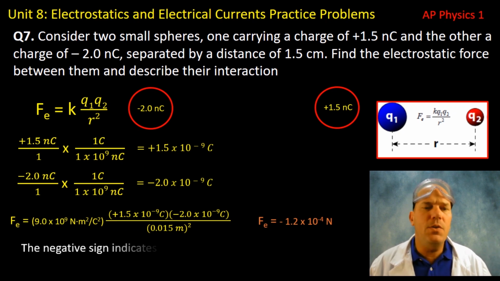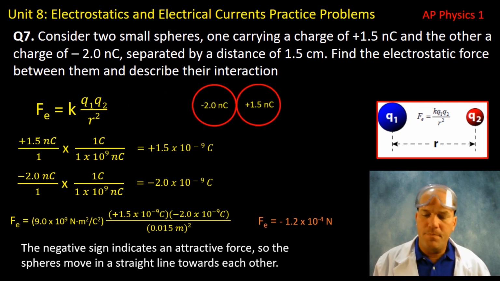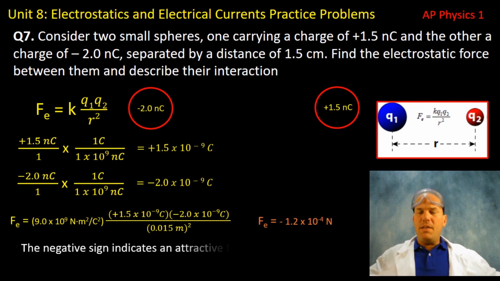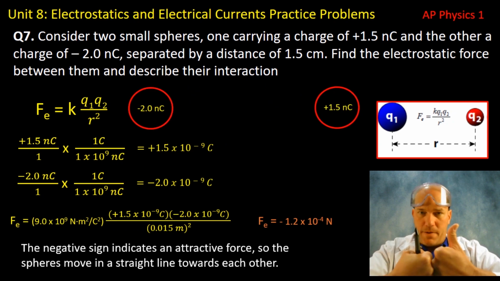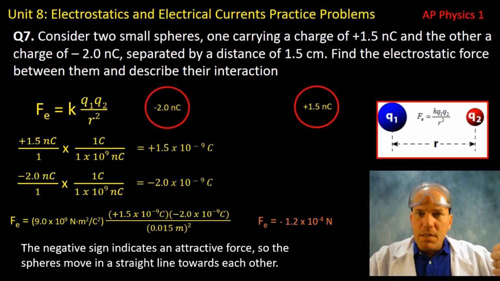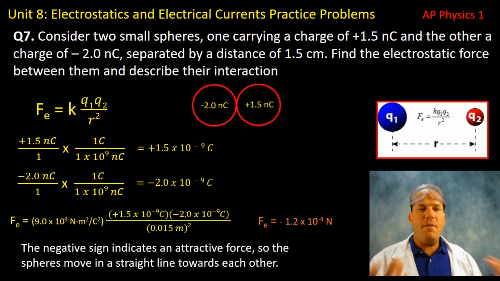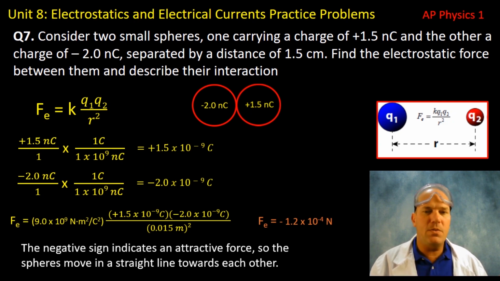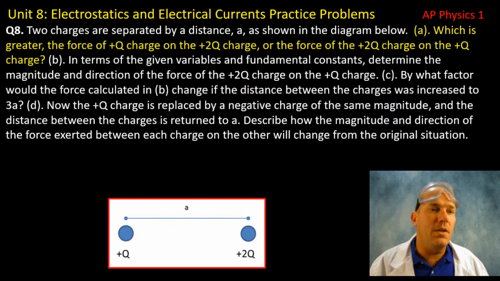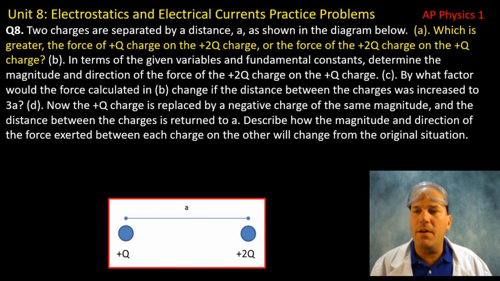So these two particles, or spheres rather, are going to be coming together. They're going to move straight towards each other, and you can see this being represented here in this animation. So not only have we calculated the electrostatic force, but now we've been able to describe their interaction with one another. In question 8, two charges are separated by a distance a, and we're given a diagram.